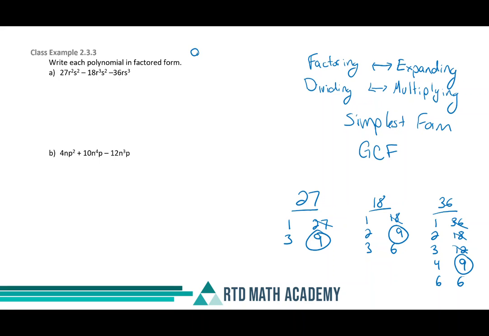So I'm just going to write this 9 up here for a second. Then I've got in the first term an r squared, in the second term an r cubed, and in the third term only a single r. The maximum amount of r's that I can take out is a single r. And the s's, I have s squared in the first term, s squared in the second term, and s squared in the third term, so I'm going to take out an s squared. So our greatest common factor for this polynomial happens to equal 9rs squared.